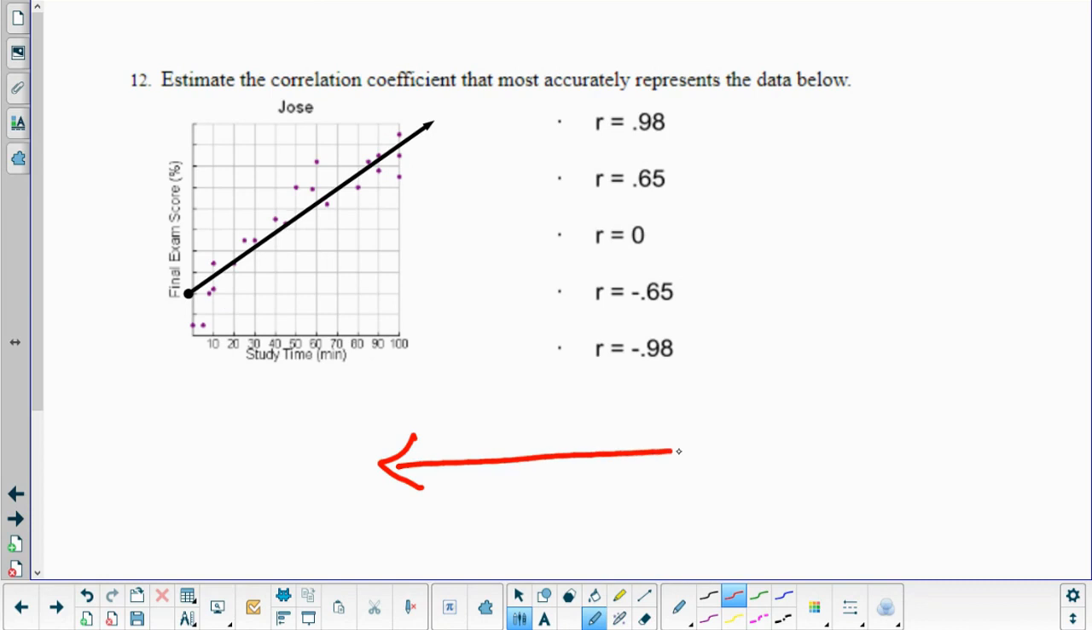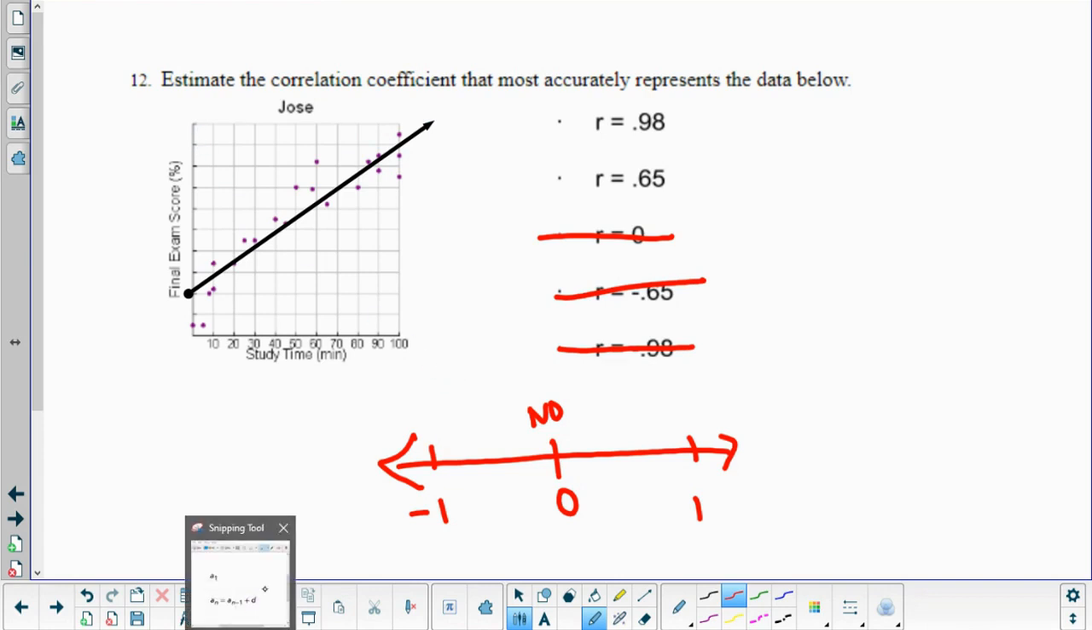So it goes from 0 in the middle, +1, and -1. 0 represents no correlation, none at all. That means that these dots are scattered all over the place. You can't even tell if it's increasing or decreasing. That is not the case in ours. We can tell that it's definitely positive because it's increasing from left to right. We can also eliminate these two because these are negative and this is a positive slope, not a negative slope. So now we have to decide.